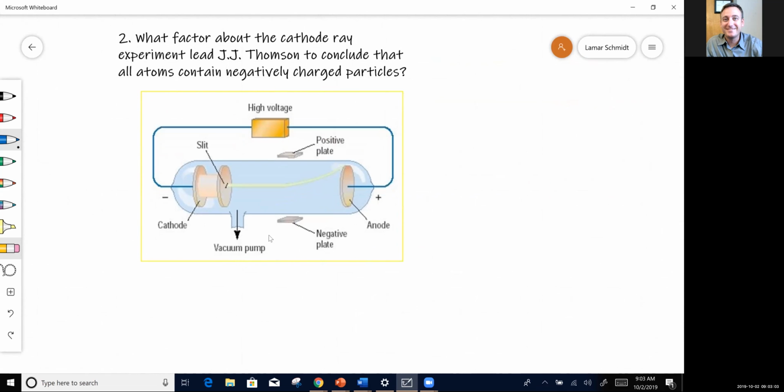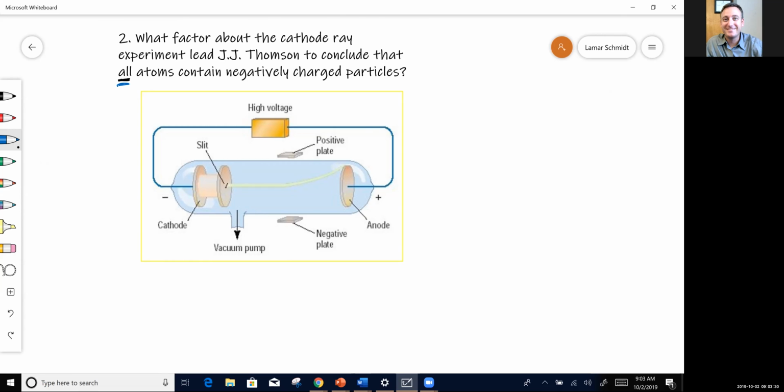Now, we go to question number 2. What factor about the cathode ray experiment led J.J. Thomson to conclude that all atoms contain negatively charged particles? And the key part of this question is this word all. All right, how do we know all atoms contain negatively charged particles?